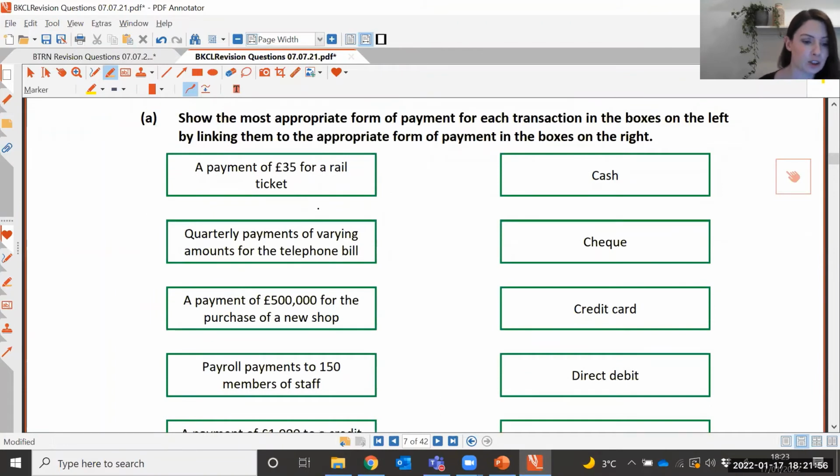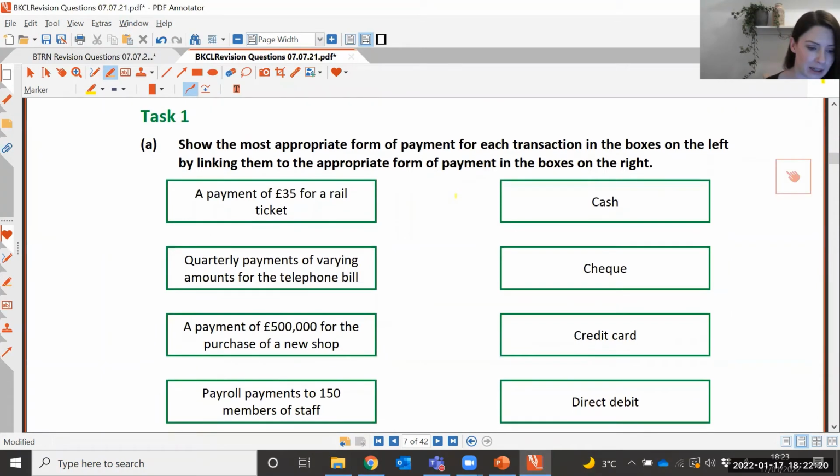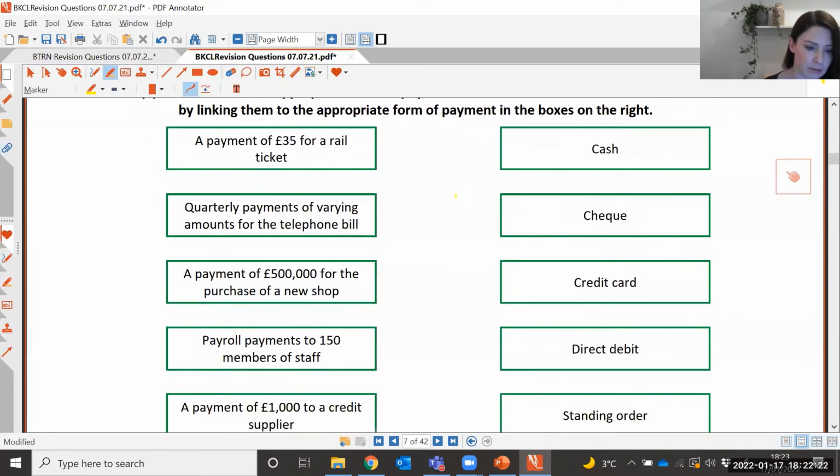Okay. So part A, show the most appropriate form of payment for each transaction in the boxes on the left by linking them to the appropriate form of payment in the boxes on the right. Just let me move this chat box somewhere. So the first one, a payment of £35 for a rail ticket. So which one would be better for this one?